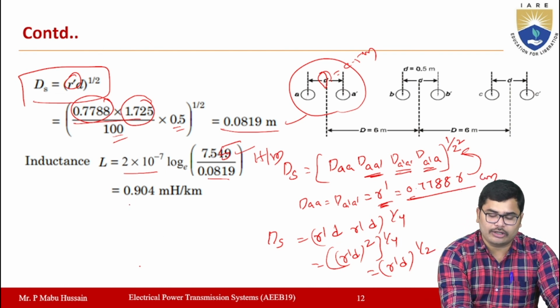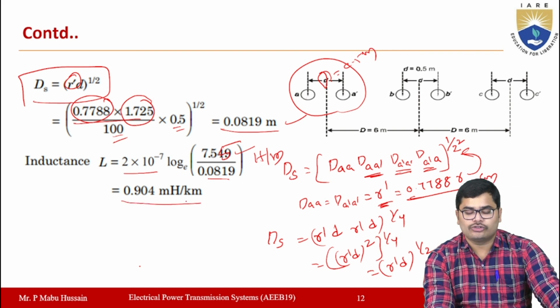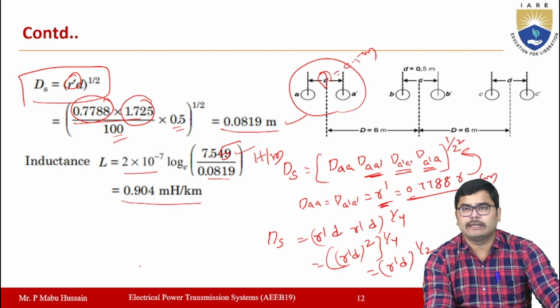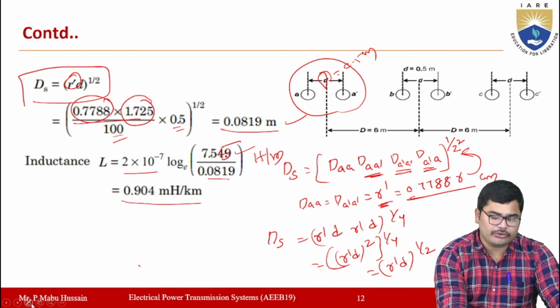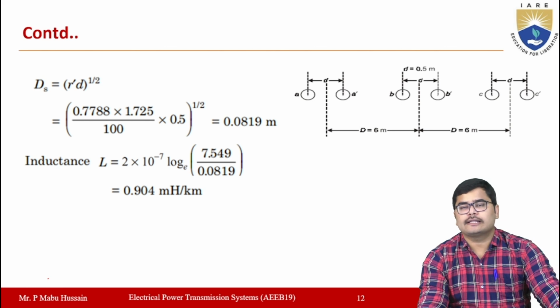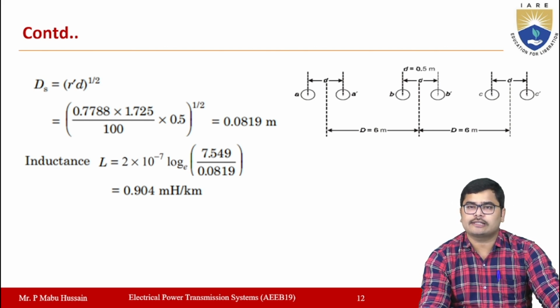And finally, if you calculate the inductance value, the value of inductance you are getting here is 0.904 millihenries per kilometer. Okay, so this is how you can determine the inductance of a single circuit 3-phase transmission line, in which each phase is having bundled conductors, right? Here we consider the 2-conductor bundle. Even if you consider a 3-conductor or 4-conductor bundle also, you have to use the same procedure.